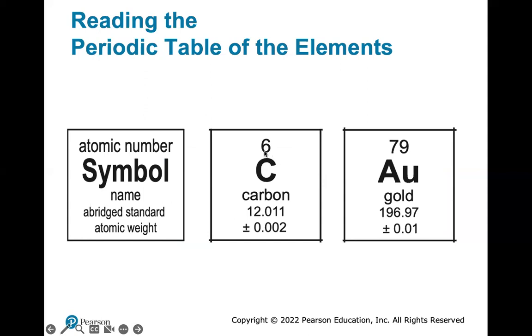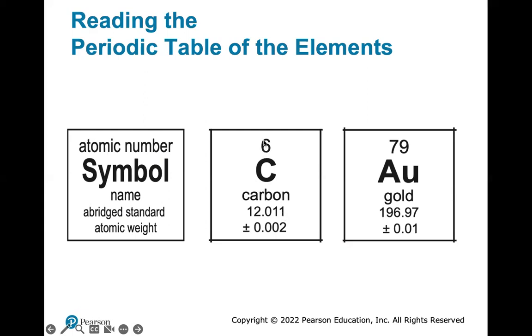So the carbon has 6 protons. That's the symbol, and that's its name, carbon, and its atomic weight is 12 point. The abridged standard atomic weight. I think I said that wrong. That's not two things, that's just one thing. Abridged standard atomic weight, and it's 12.011.